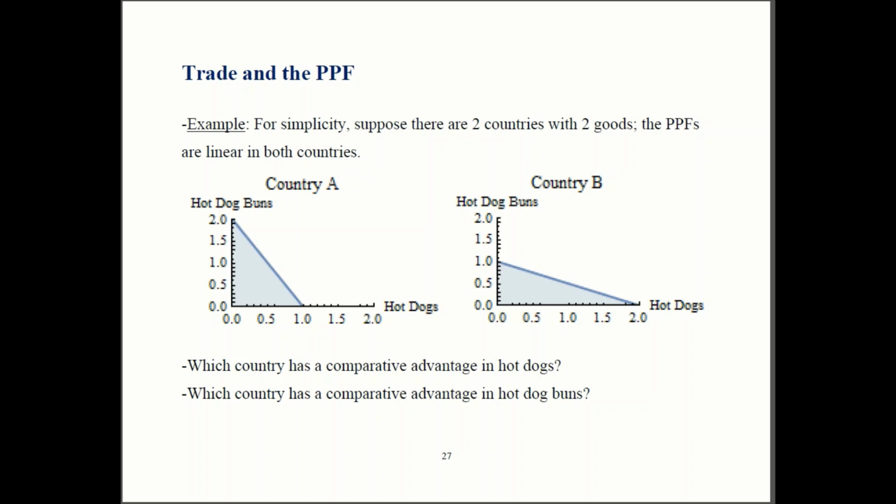So here's a simple example. To keep things tractable, I'll just have two countries and two goods, and we'll make the PPFs linear. So the way a PPF works, we can produce any point on the line or inside it, but not the points that are out there.